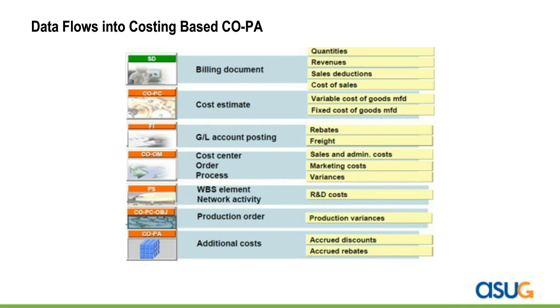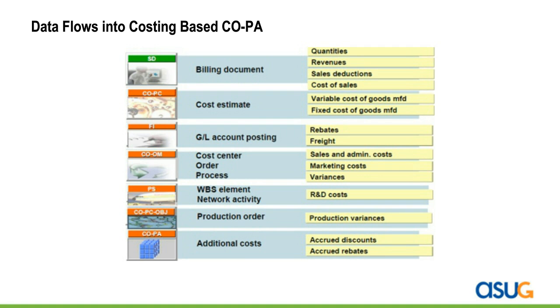So what are the data flows into costing-based COPA? These data flows could be from a billing document, so the quantities that are billed, like net weight or sales quantity, the revenue, sales deduction, cost of sales, so basically sales conditions in a billing document flow into costing-based COPA. They are literally mapped to a value field. The cost estimate, when you bill a customer, whether you use standard or moving average cost, that cost populates a value field, right?